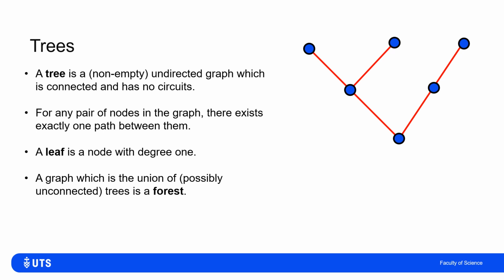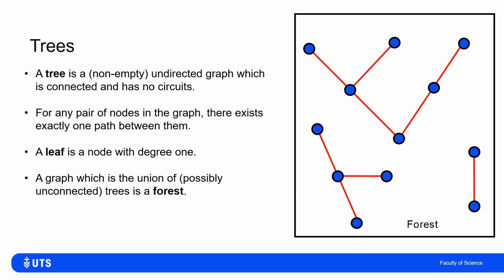And then with the tree-based analogies, we often say that if we have a number of trees, which may be unconnected to each other, that collection of trees is a forest. So each of these three trees here is a tree, and the union of these is a forest of those three trees.